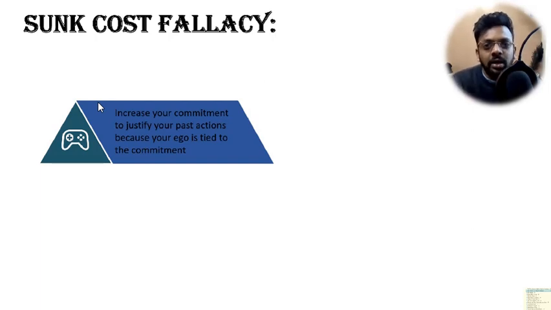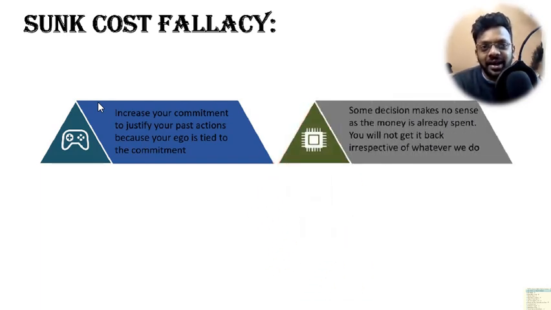Let's take an example. Let's assume we have pre-booked a ticket for a new movie for 1500 rupees, but on the day of the plan, there's a severe rainstorm and even the threat of a cyclone. Would you still go to the movie? If your answer is yes, the decision makes no sense because the 1500 has already been paid, and whether you go to the movie or not, the money is not going to come back irrespective of what we do. But we face the fear that there might be a possible situation where we might get stuck in a rainstorm or cyclone, so we should make a note of it.